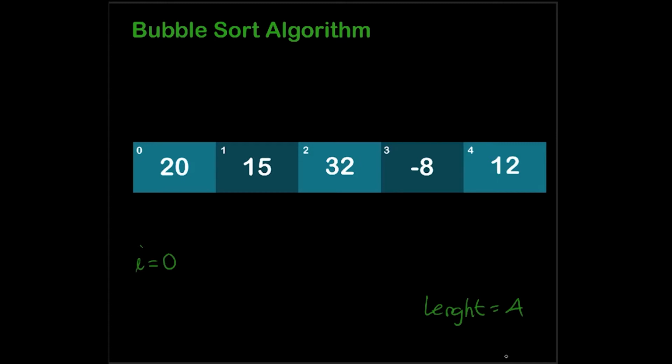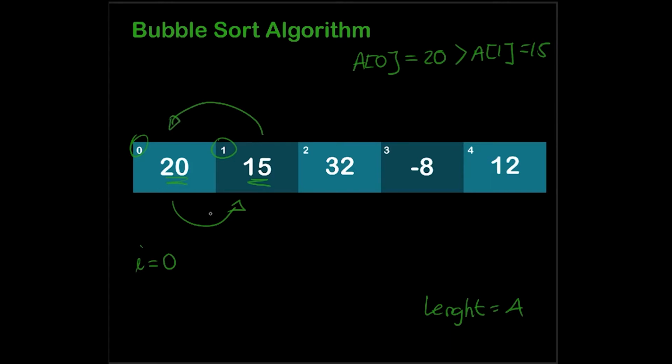So we start at position 0, and then we ask the question: is the element of index 0 larger than the element of index 1? In our particular case, the element with index 0 is 20, and the element of index 1 is 15. So yes, 20 is larger than 15, so we need to move 20 to the position of index 1 and move 15 to the position of index 0. So it's going to look something like this.